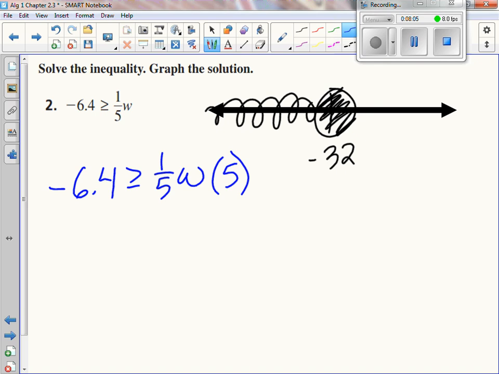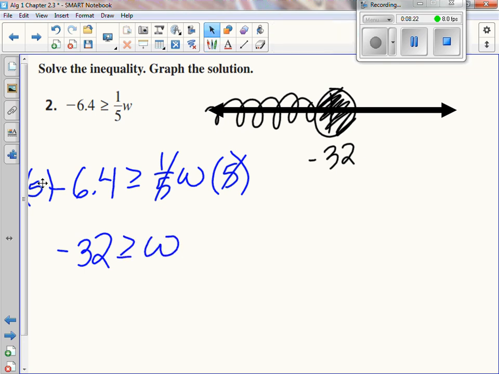What we could have done is multiply both sides by 5, because 5 times 1/5 actually cancels. And we would get the same thing, because 5 times negative 6.4 is going to give us negative 32. It'd give us the same thing. We could flip the fraction over and multiply both sides by it. So here we'd be multiplying both sides by 5 over 1, or just 5. So we can flip the fraction.